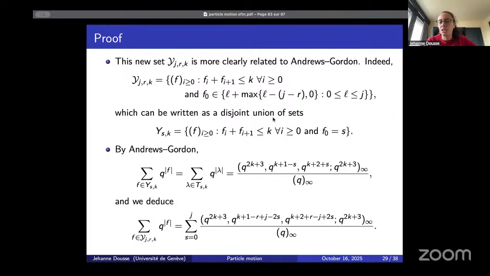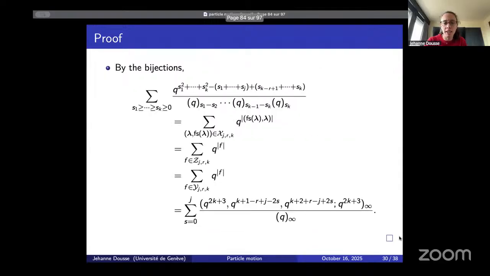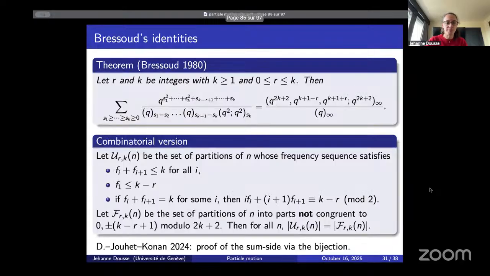Thanks to the disjoint union that I didn't write here, you can deduce a generating function for Y J R K, which will be a sum of terms of this form. So we get this. And Y of J R K is in bijection with Z of J R K, so we have this equality. Z was in bijection with the set X J R K that I defined before, whose generating function was the sum side. So by combining these two bijections, we get that this sum is equal to the sum of infinite products.